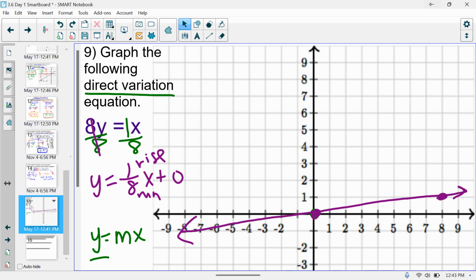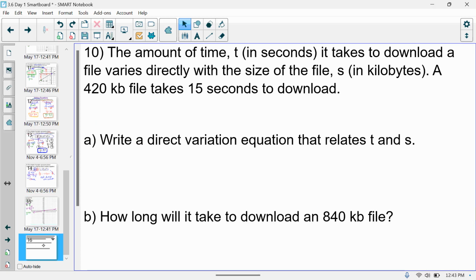So again, tomorrow when you have an assignment, you'll know that when you have to graph direct variation, hopefully the y-intercept is always 0. I hope you remember. And then you just use your slope, your rise over run, to find another point. Okay. All right. We're going to finish with a story problem.